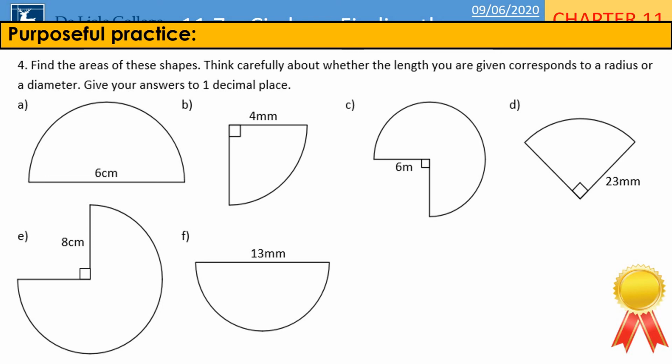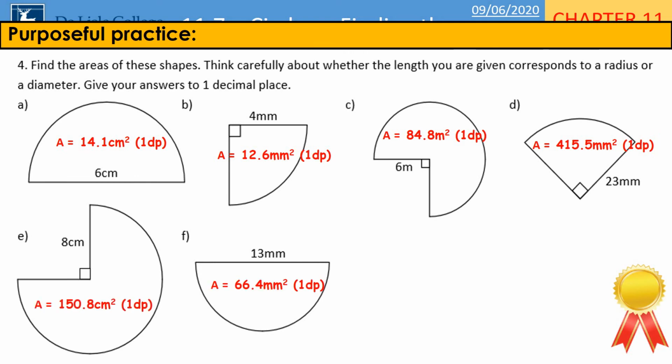Okay, so how did you get on with those? There's my first answer. Second one, I've got the units right so far. Third one. Fourth one, D, E, and F. Pause the video whilst you check them, please. For once I did get all the right units.